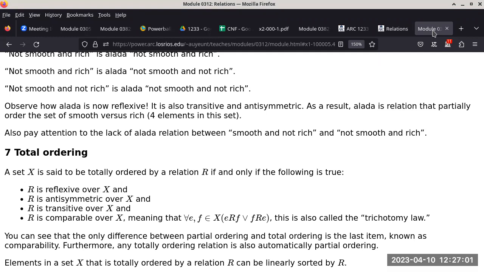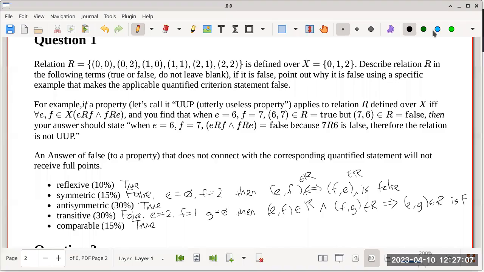But when you answer questions like this one, the one that we are talking about, you do not want to use "since it is not reflexive and therefore it is not comparable" as an answer, because you need to refer back to the comparable definition itself. But you are correct. If something is not reflexive, it is also automatically not comparable. That is correct. All right. Any other questions about number one?